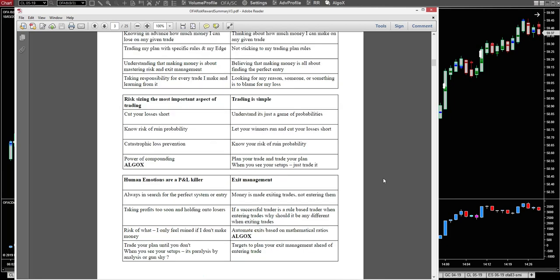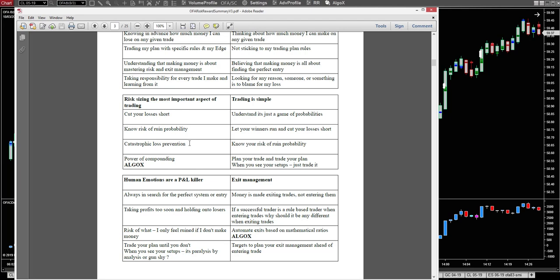You can read through this at your own leisure, and some of these are common sense, common knowledge: cutting your losses short, again knowing your risk of ruin probability as referenced in those tables, and catastrophic loss prevention. So you actually know and are very mindful of the percentage you're risking per trade.